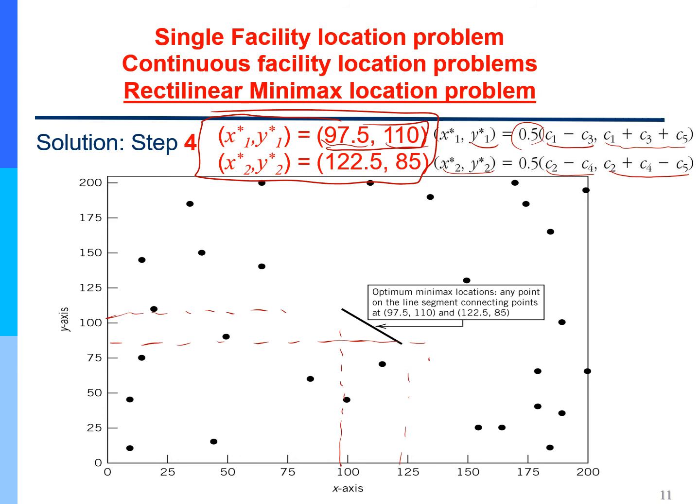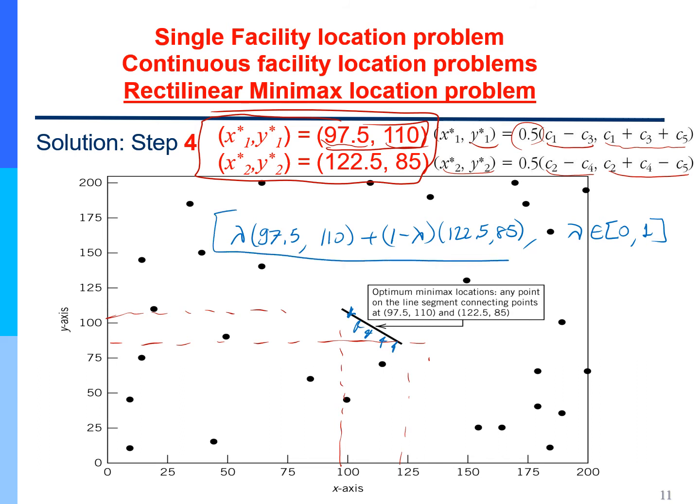We can say the optimal coordinate will be, let's say, lambda times (97.5, 110) plus 1 minus lambda times (122.5, 85). Okay, but what is lambda? Lambda is just a parameter and it can be selected between 0 and 1. So for any selection of lambda, you will obtain a different point on this plane. You can select lambda to be 0, 1, 0.5, 0.7, 0.8, whatever, and it will give you one of the points on this line segment. So this is the mathematical representation.